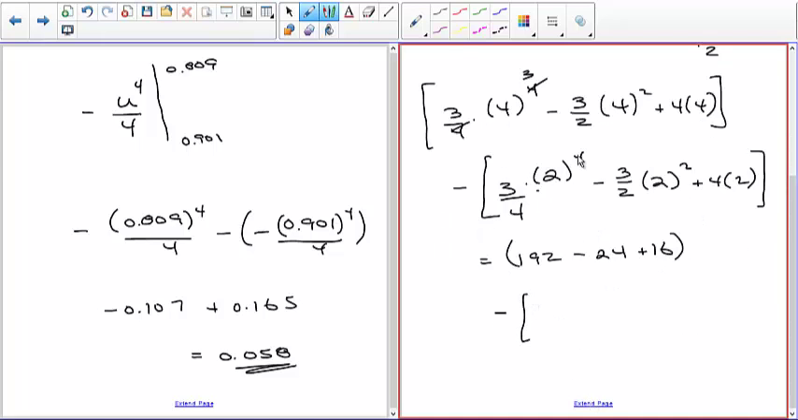So we've got 2 to the 4th power, which is 16. 16 divided by 4 is 4, so you get 3 times 4, which is 12. Here we get 2 squared, which is 4. 4 divided by 2 is 2. 2 times 3 is 6. And 4 times 2 is 8.